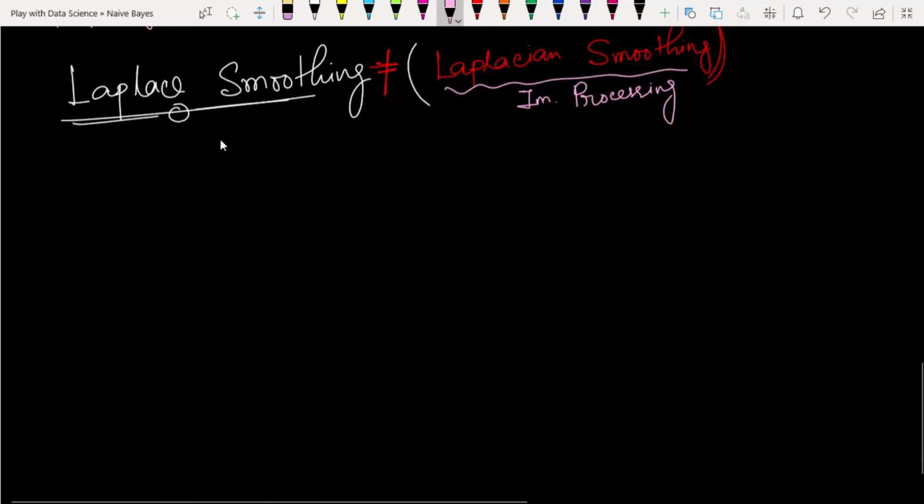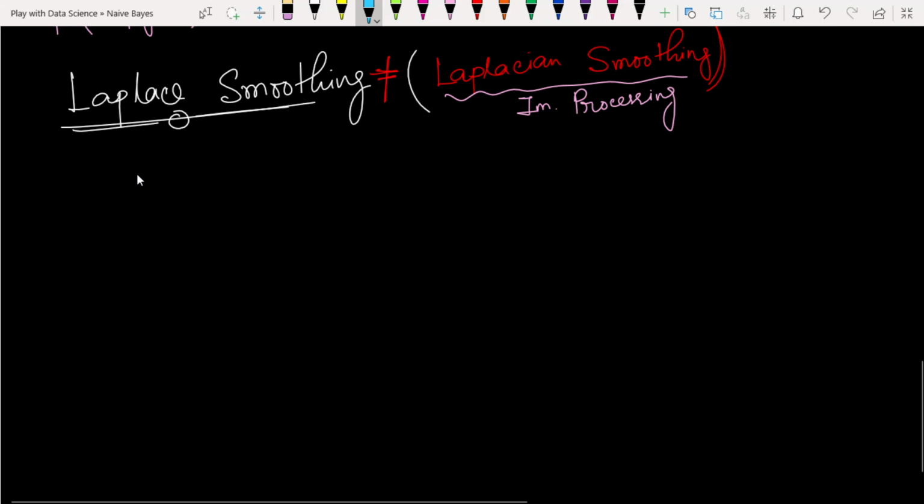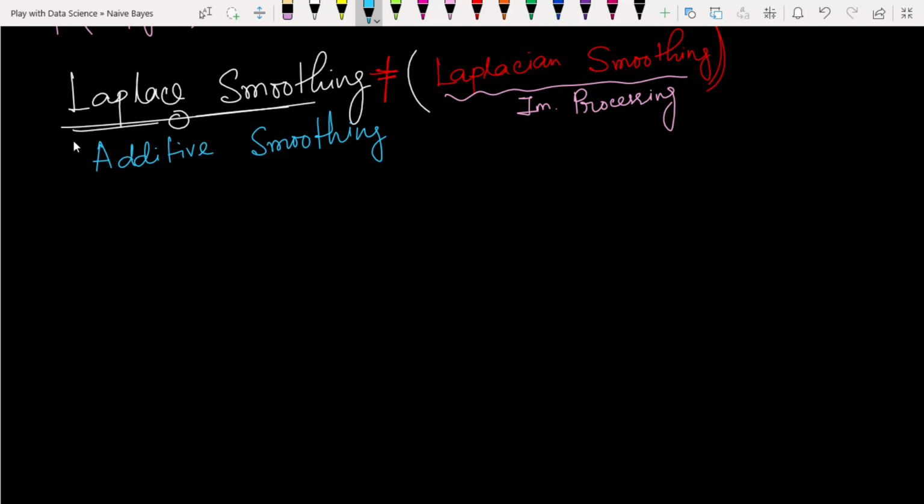Okay, so let's see step by step. Many authors also call it additive smoothing. Laplace smoothing or additive smoothing, both are the same thing. Don't be confused.